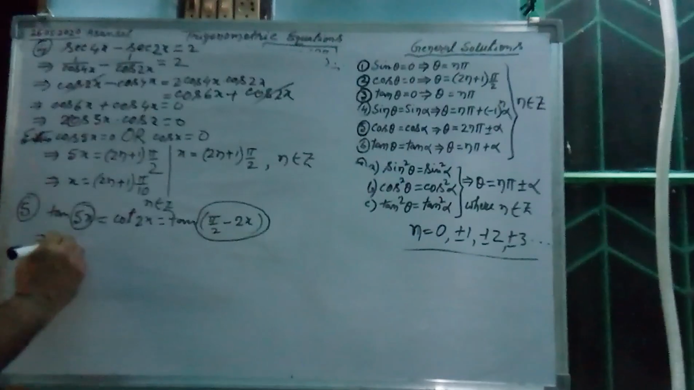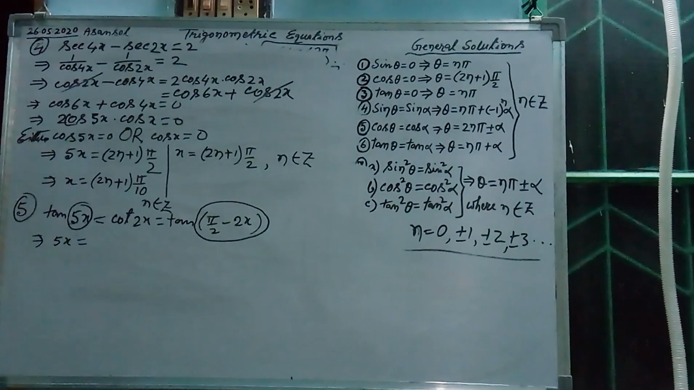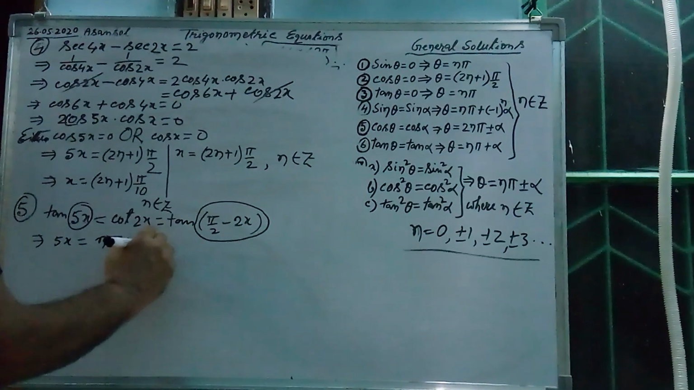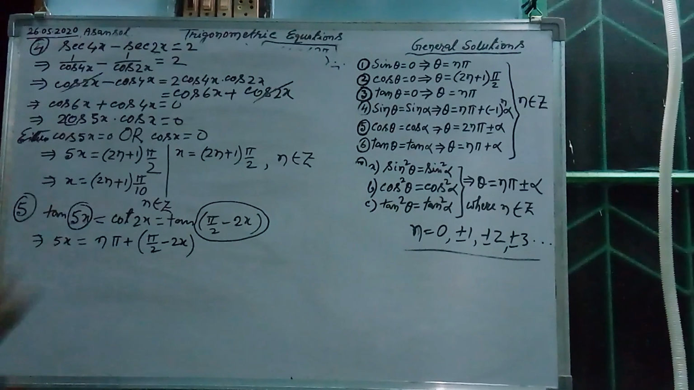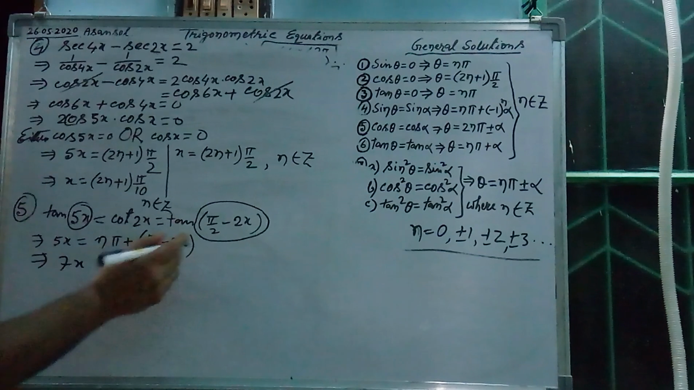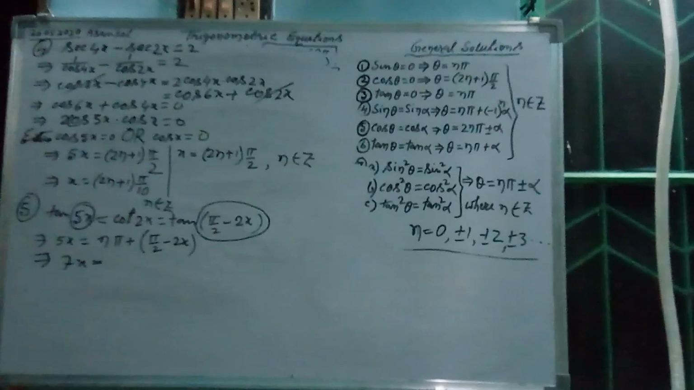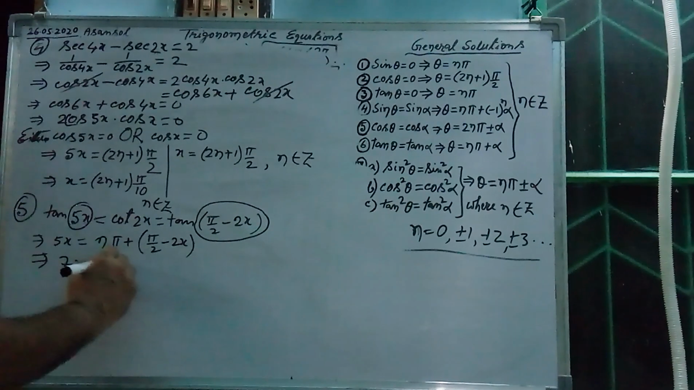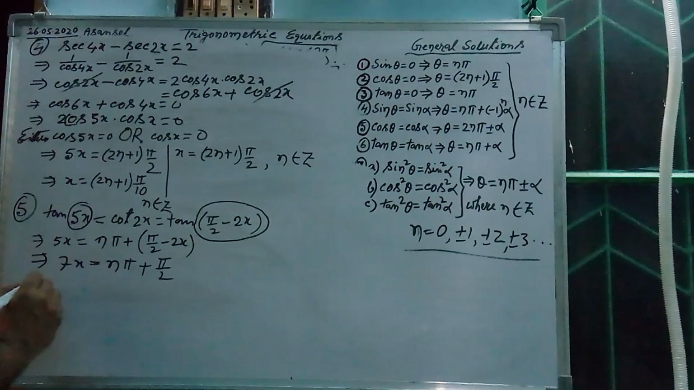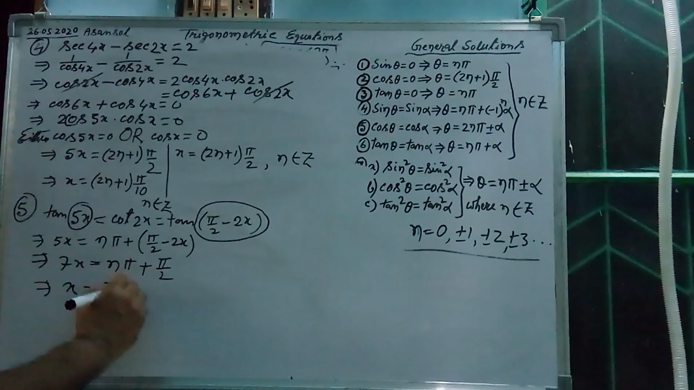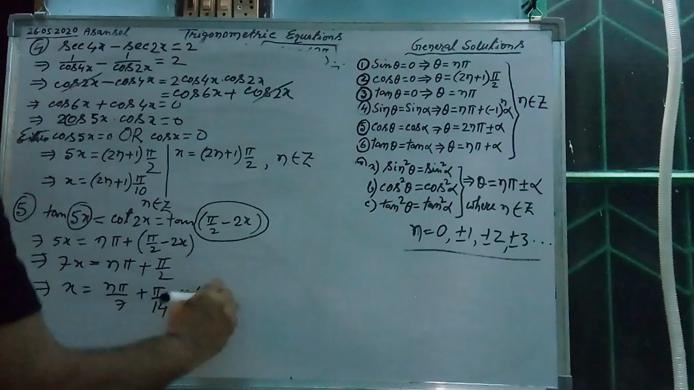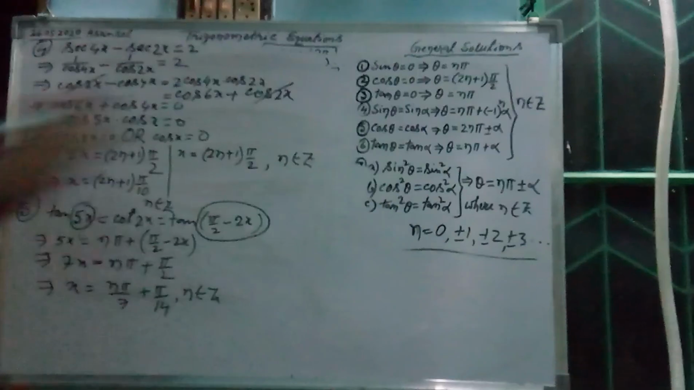This implies 5x is equal to n pi plus alpha, that is n pi plus pi by 2 minus 2x, where n belongs to Z. This implies 2x comes to this side, 7x is equal to n pi plus pi by 2, which implies x is equal to n pi by 7 plus pi over 14, n belongs to Z. So this is the general solution.